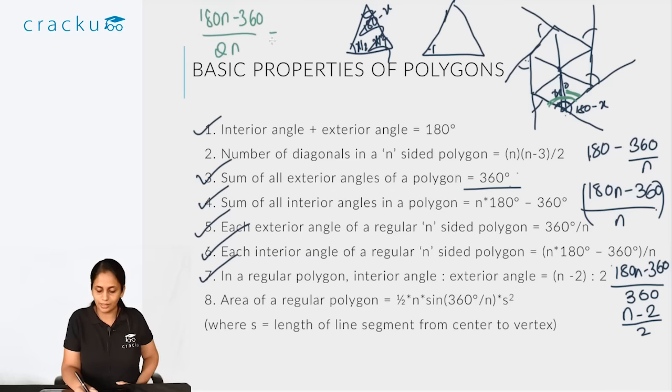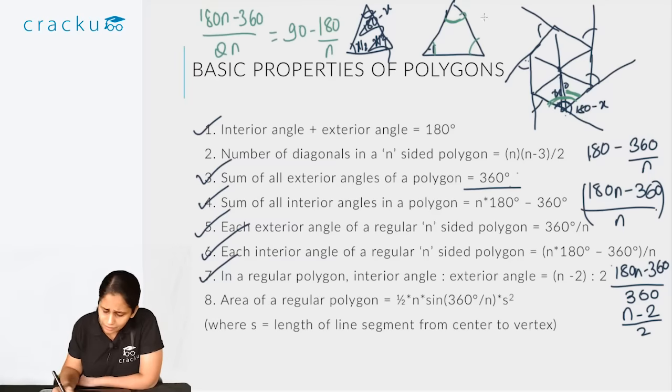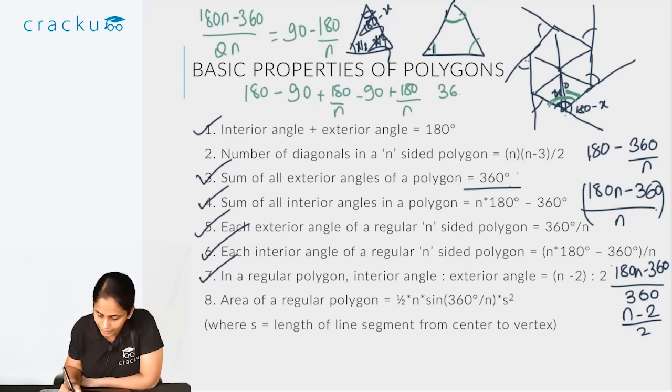So that is essentially 90 minus 180 by n. So this part is 90 minus 180 by n, and this is 90 minus 180 by n. So this angle at the center would be 180 minus (90 minus 180 by n) minus (90 minus 180 by n). So I get essentially 360 by n. So at the end of the day, I get a simple isosceles triangle of this form.